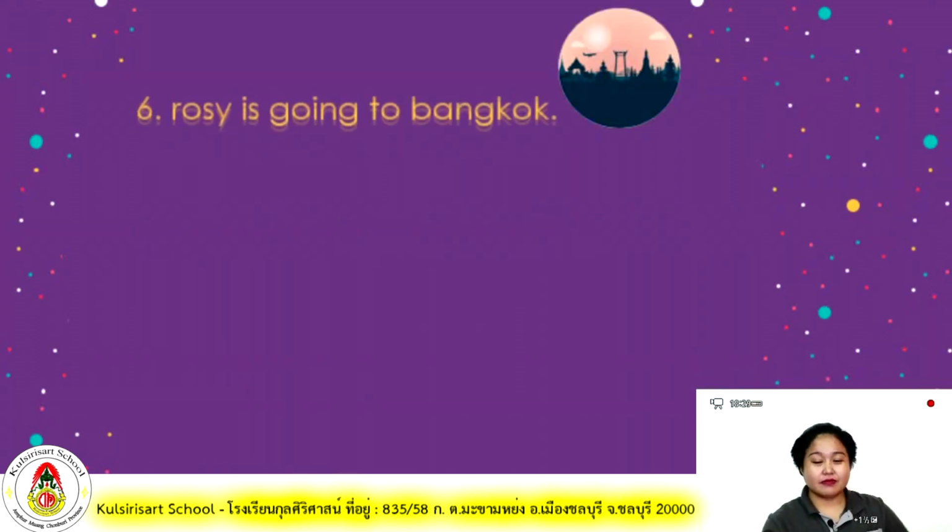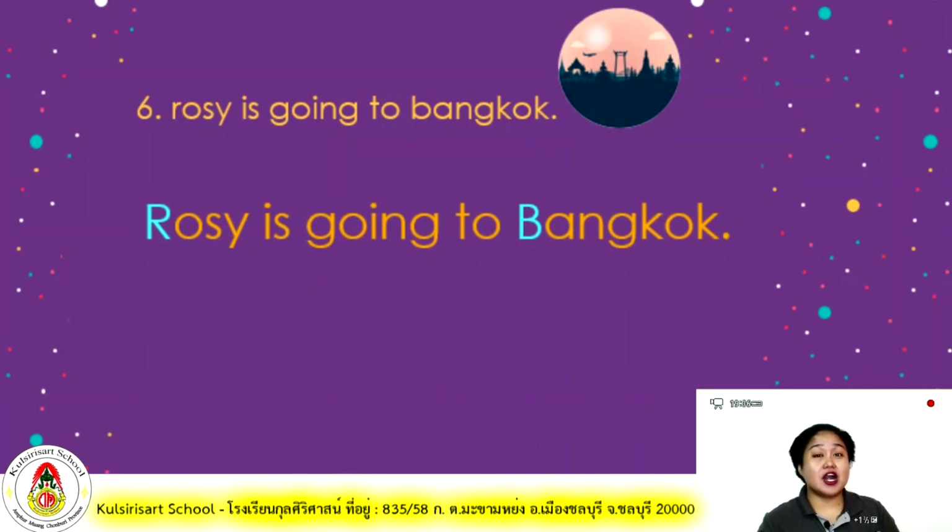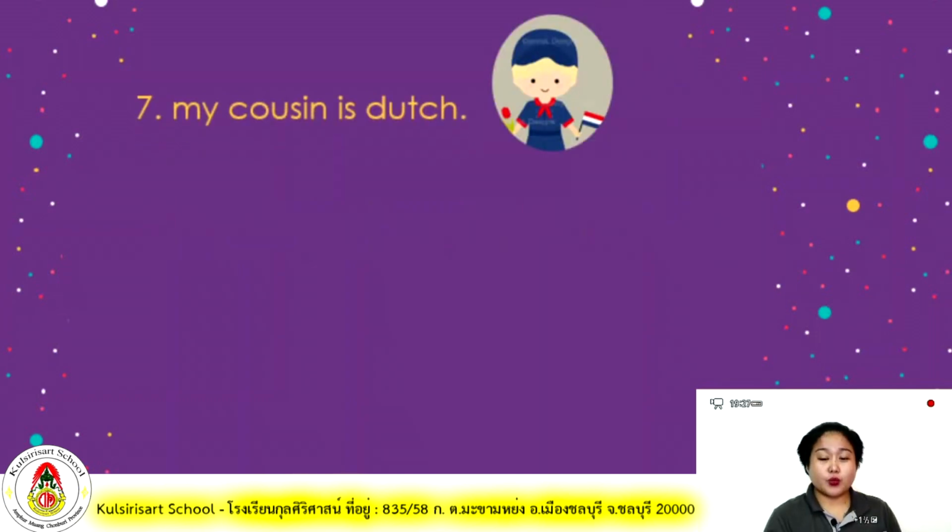Very good. Next, number six. Rosie is going to Bangkok. Can you read the sentence again? Rosie is going to Bangkok. Louder. Good job. Now write your answer. Write properly. Are you finished? Time's up. What letter should we capitalize? Letter R and letter B. Why did we capitalize letter R in the word Rosie? Because Rosie is a name and Bangkok is a name of a city. What do you think? Bangkok is a name of a city. Very good.